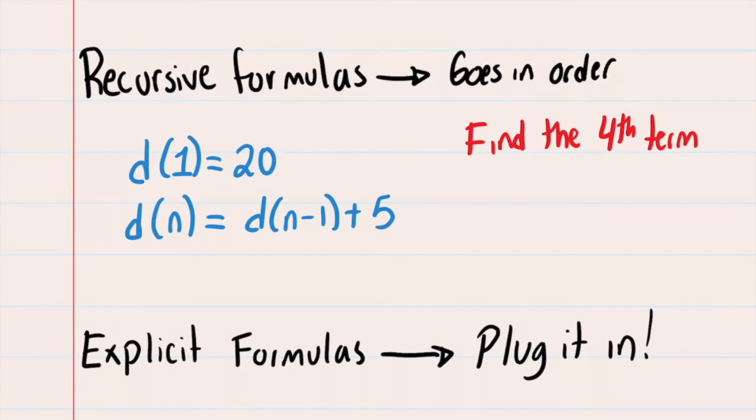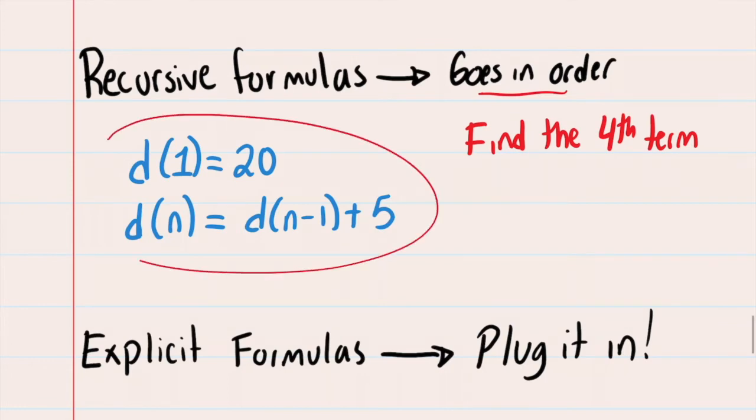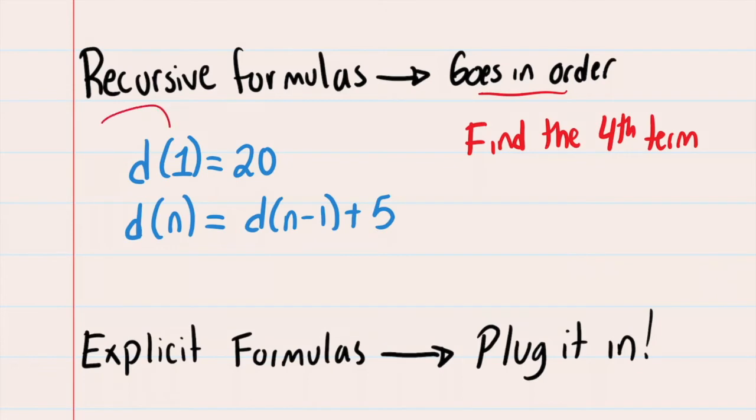So let's go over the differences of a recursive formula and explicit formula. The very first thing you should know is a recursive formula always goes in order. What I mean by that is a recursive formula always comes in two rows, and the first row tells you this thing in the parentheses is always your term number.